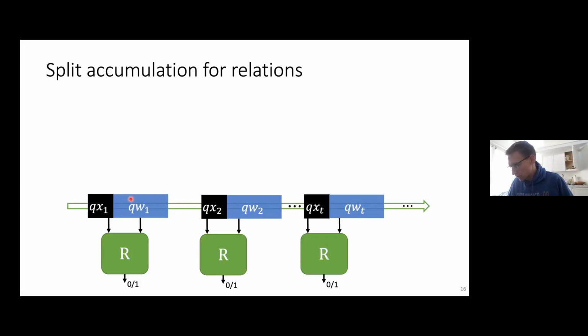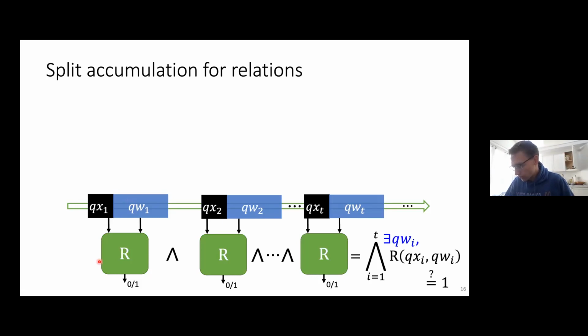Let's say we have a bunch of these, and we want to design an accumulation system saying that all of these output 1, so that for all i, there exist these witnesses, these q, w. Again, think of the witnesses as being large and the instances as being short. But we want all of them to evaluate to 1.